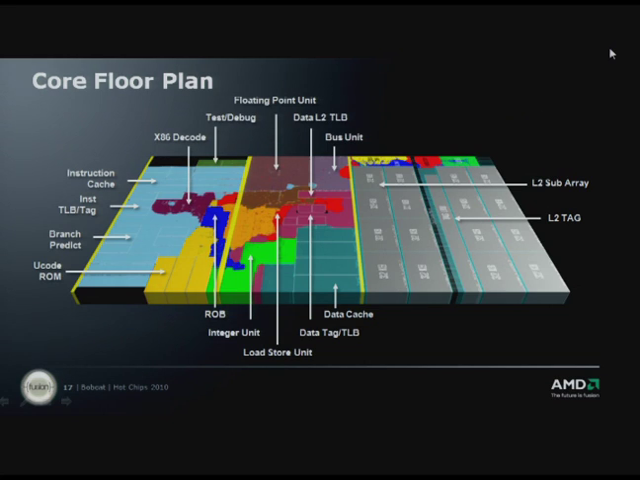This shows the rough floor plan. This is actually the taped out floor plan. You see, I guess, on the left-hand side, the front end of the machine, the iCache, the branch predictors, the TLBs there, the structures. You also see the decode structures, the microcode ROM arrays, and the reorder buffer. The middle bay, what you find there, the integer unit, the load store unit, the data caches, floating point, the bus unit. And then on the far right, you see the L2 with the subarrays, the tags, and the control for the L2 sequencing.